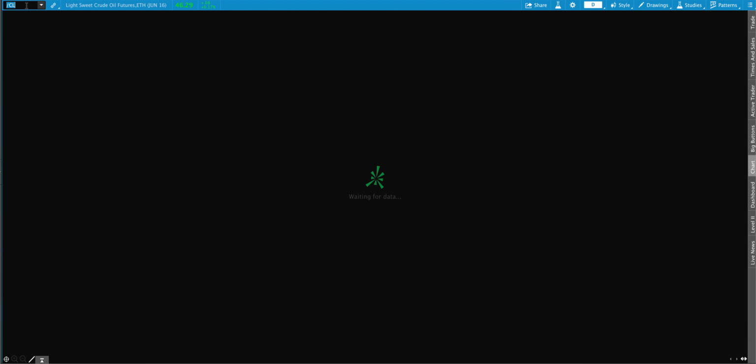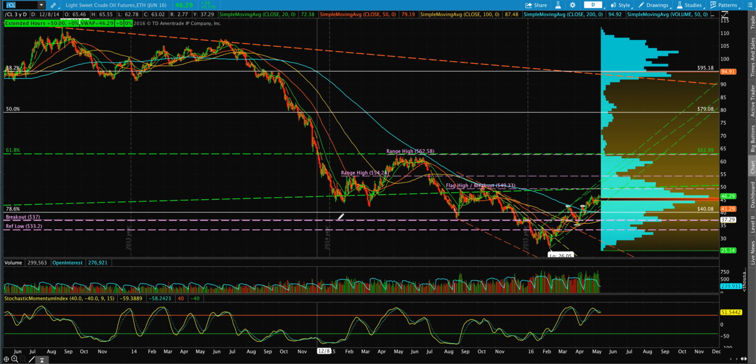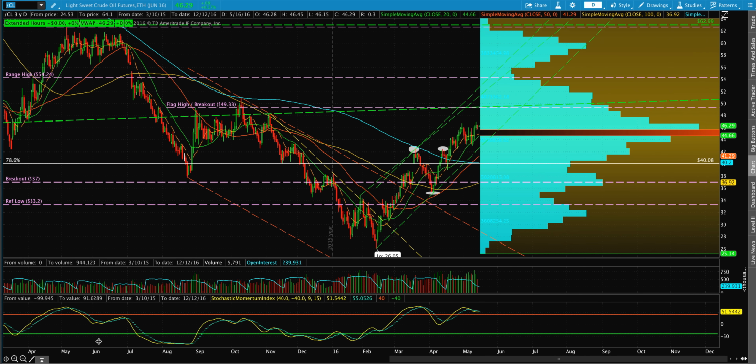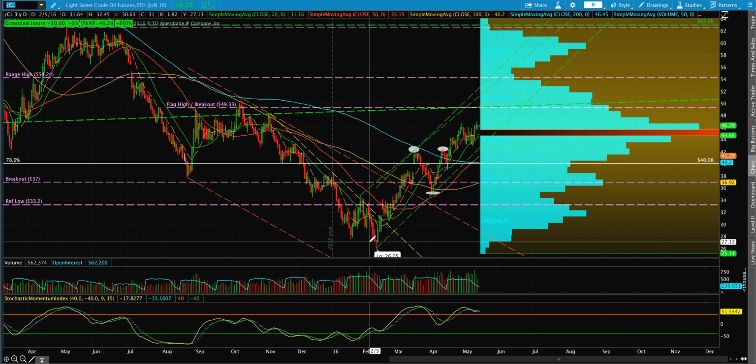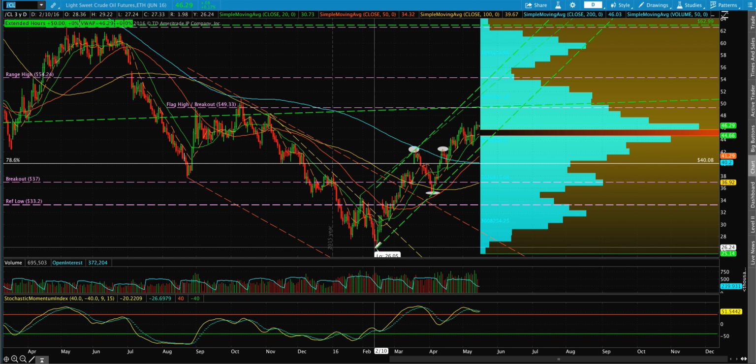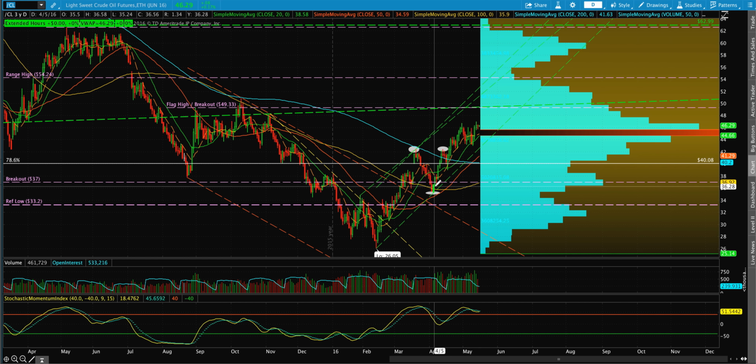The proxy for global growth is basically oil. So what do we have going on here? We have a fairly decent looking chart. It's made a little bit of an excess low. It's been grinding higher. It's been holding up. We've been in a bit of a consolidation range. I've thought we were going to see 49s.